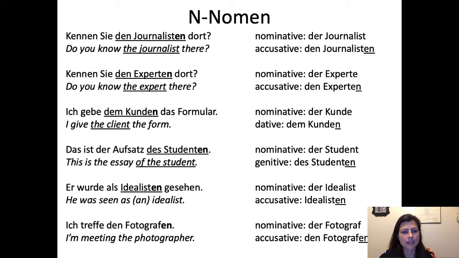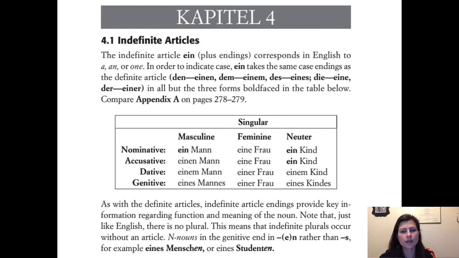Okay, and then we have ich treffe den Fotografen. I'm meeting the photographer. So der Fotograf is normally with the ending like that. Fotograf, photograph. It's the photograph, and not the photographer, right? So photographer is der Fotograf, and then because we're in the accusative, because it's the direct object, it's got the en. Okay.